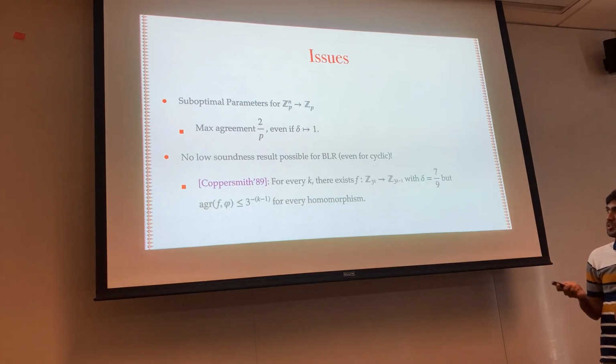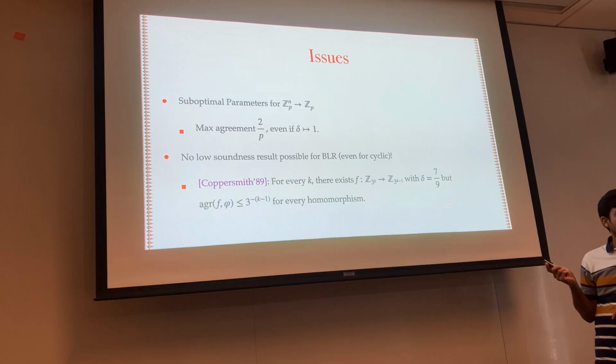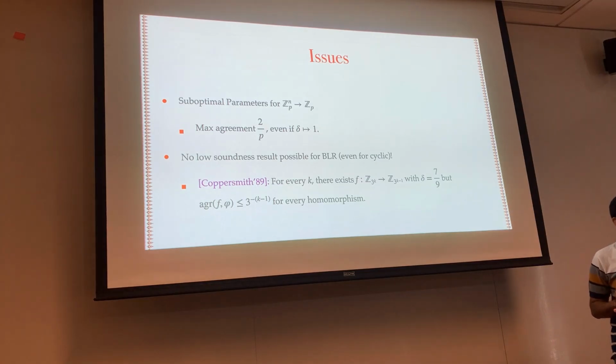So in the original paper itself, Coppersmith gave a counterexample wherein he showed that for every k, there is a function mapping from Z mod 3 to the k to Z mod 3 to the k minus 1, which passes the test with high probability, 7 over 9. But the function has nothing to do with any homomorphism. It only agrees with a homomorphism at 3 points out of 3 to the k points. So it's terrible as a function.